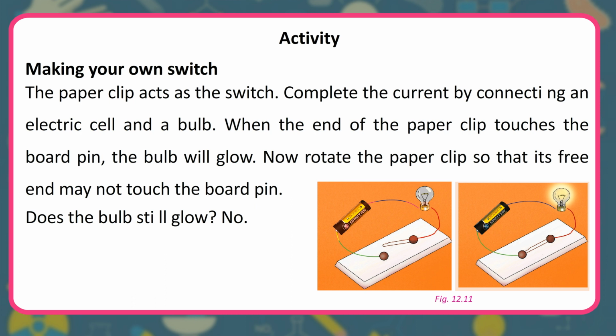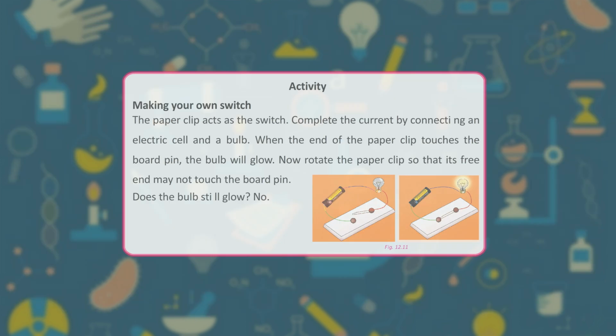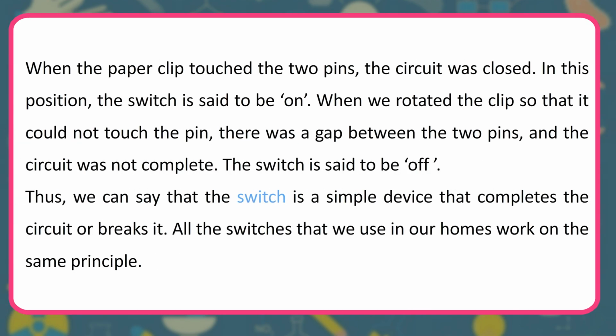Complete the circuit by connecting an electric cell and a bulb. When the end of the paper clip touches the board pin, the bulb will glow. Now rotate the paper clip so that its free end does not touch the board pin. Does the bulb still glow? No. When the paper clip touched the 2 pins, the circuit was closed. In this position, the switch is said to be on.